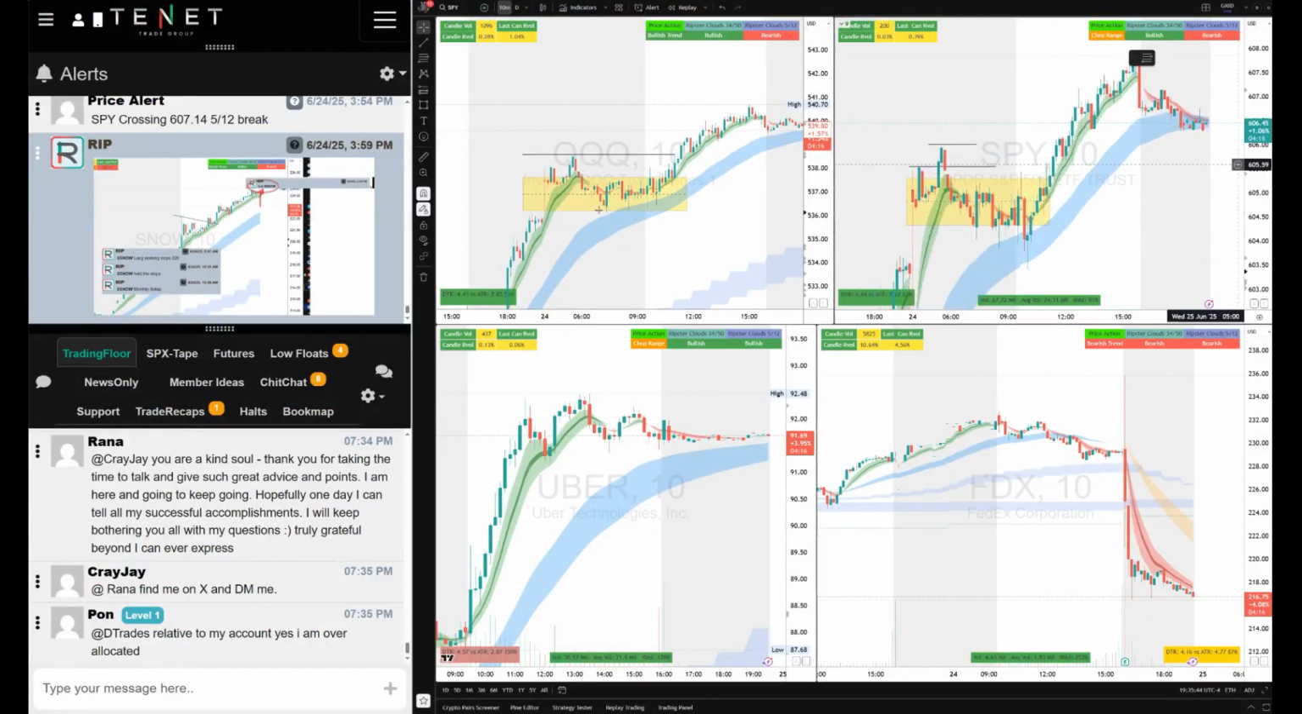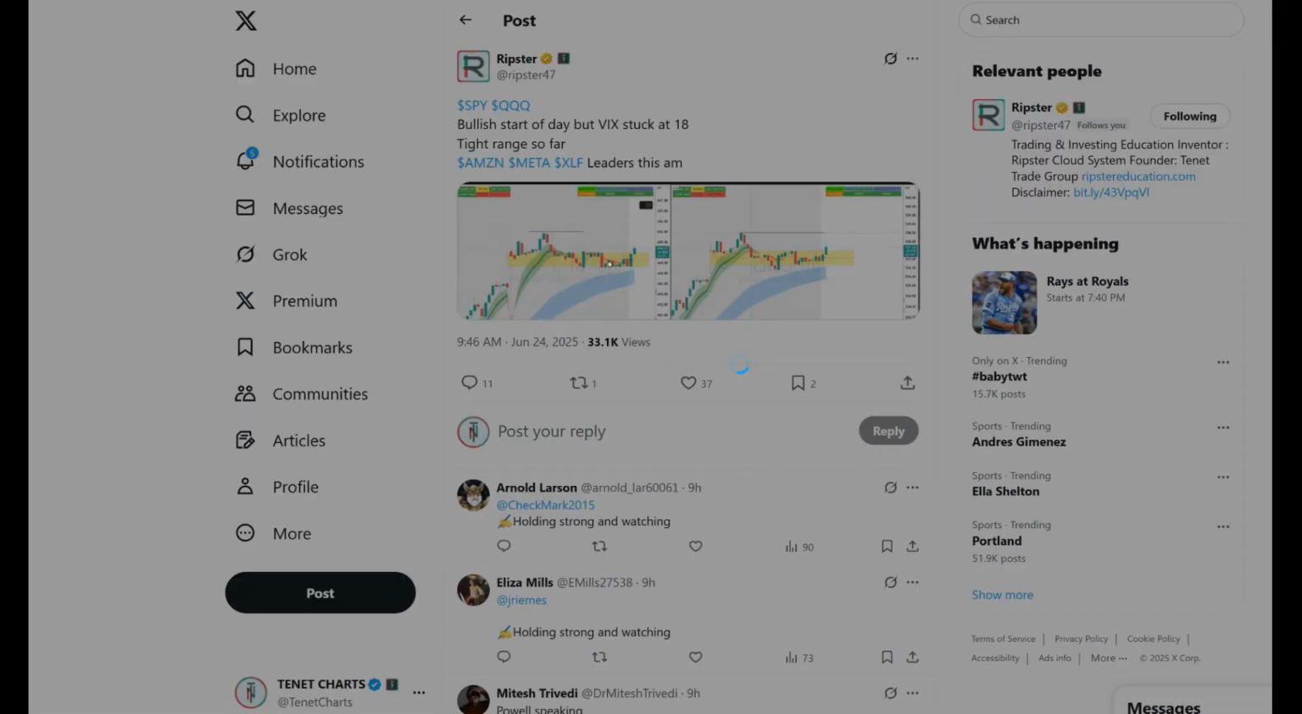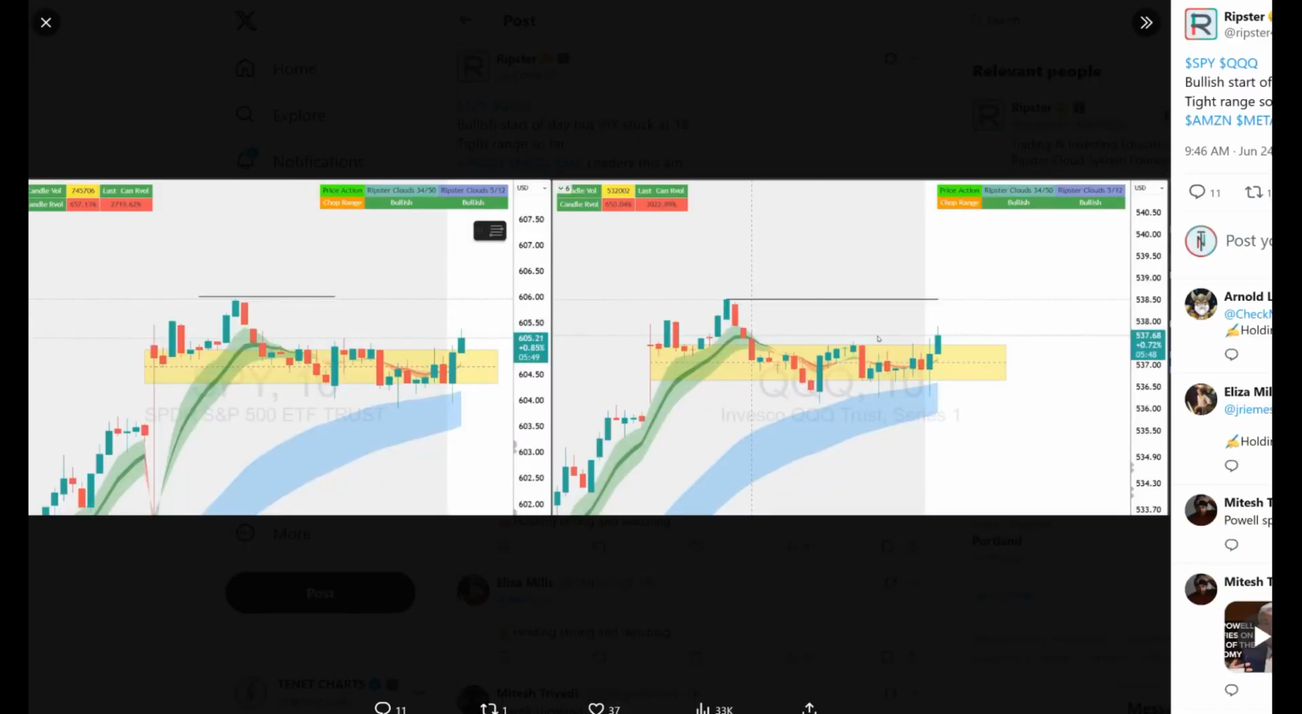So first of all, what I tweeted in the morning, let's take a look here. Let's go back and take a look at the morning SPY QQQ. So this is how the market opened, right? It was bullish right off the gate, but it got 10 a.m. rejections.